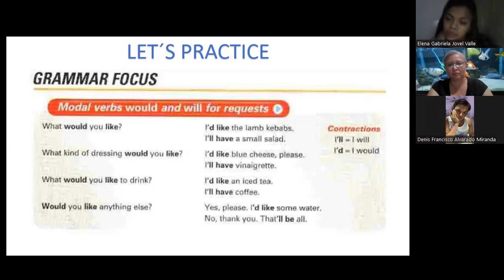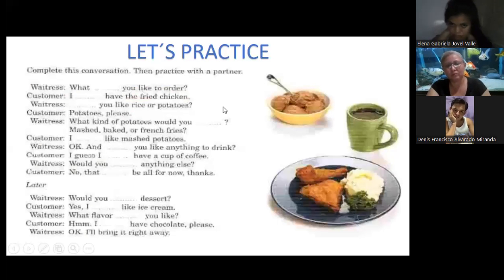Thank you. You're welcome. Okay, let's work with the following exercise. It says, let's practice. Complete this conversation and then practice with a partner. We had to try to complete the following conversation here. And I want you to practice this conversation, please.